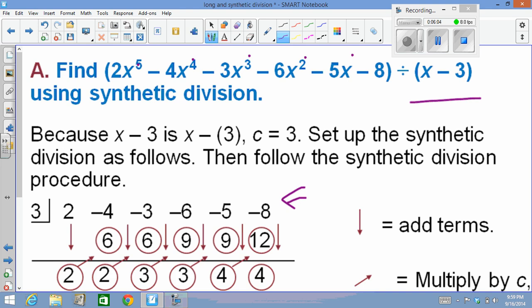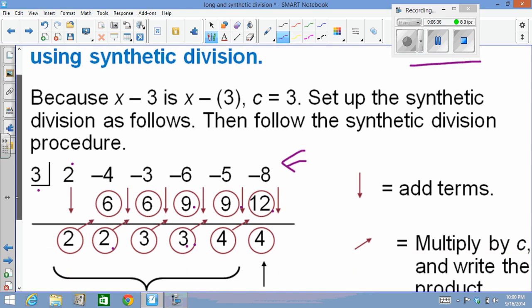After I've written down all of the coefficients down here, I bring the 2 down, and then I multiply the 2 times the number in the box, which is 6. Then I add straight down, which is going to give me a 2, which I multiply by the number in the box, which is 6. I add down, which gives me 3, multiply, put the 9 here, add negative 6 plus 9, which is 3, multiply that by the number in the box, which gives me 9. And then I'm going to add down, which gives me 4. 4 times the number in the box is 12. And then I add down, which is 4.